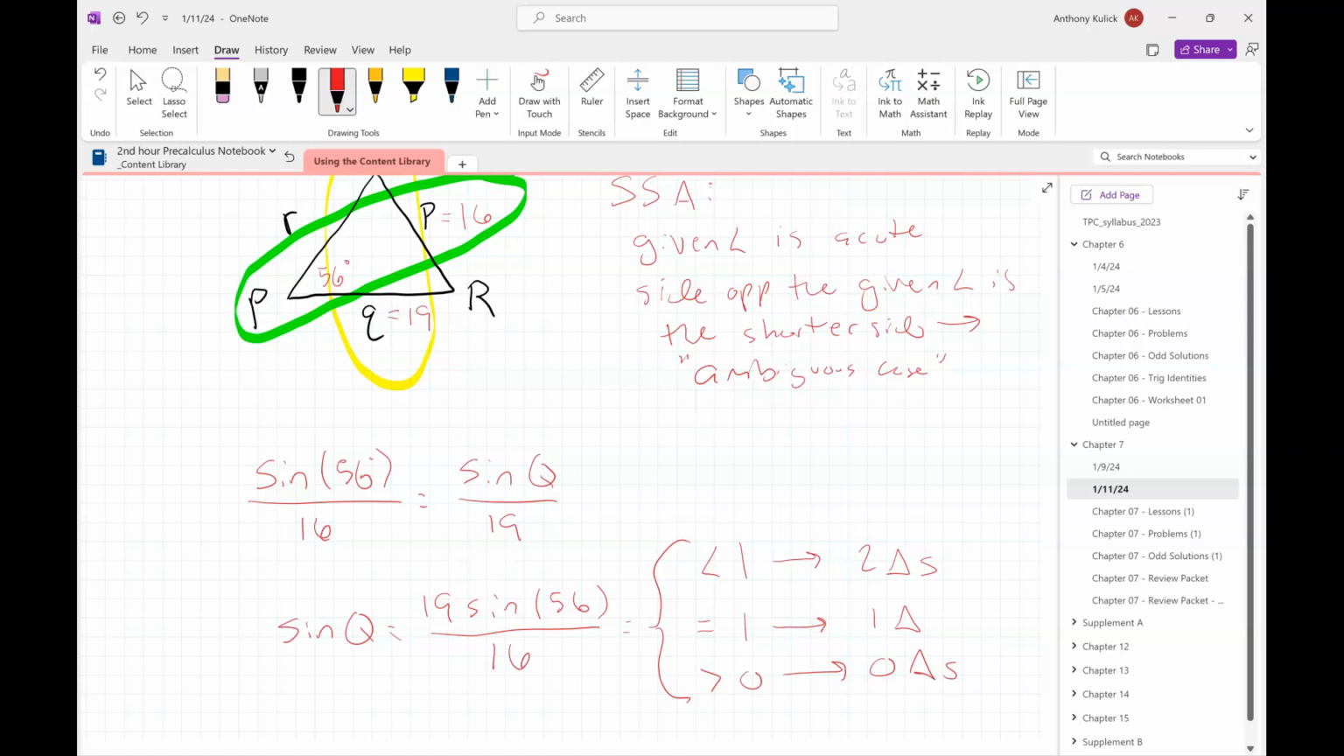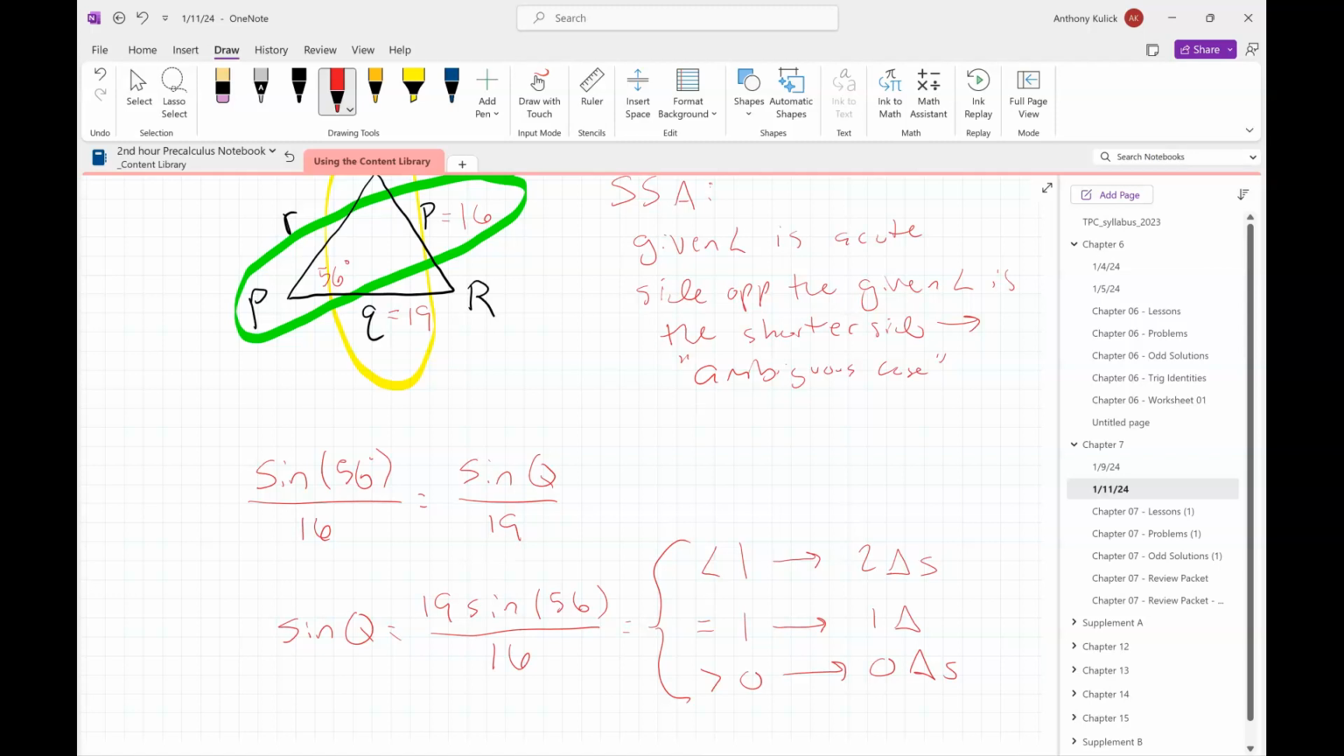Notice that I haven't done sine inverse here. I'm just looking at sine of Q. So that is my rule, right? If that sine of Q is less than 1, we're going to get 2 triangles possible. If it's equal to 1 exactly, we'll have 1 triangle possible. If it's greater than 1, we're going to have 0 triangles possible. I said the wrong thing there. All right.